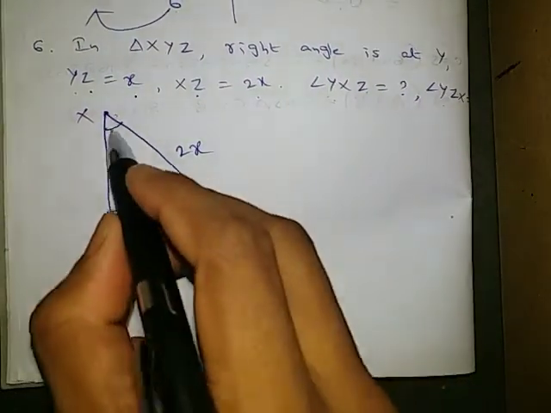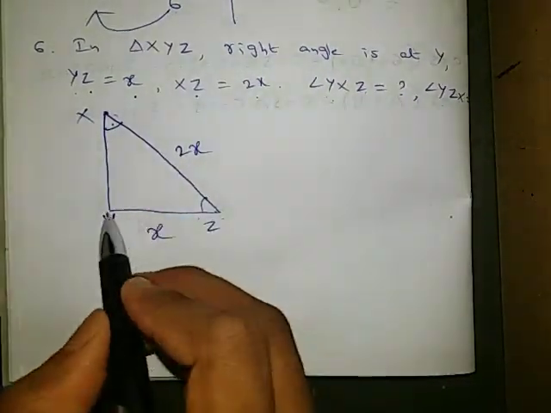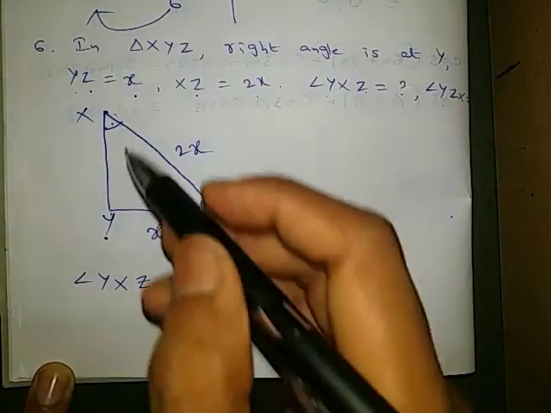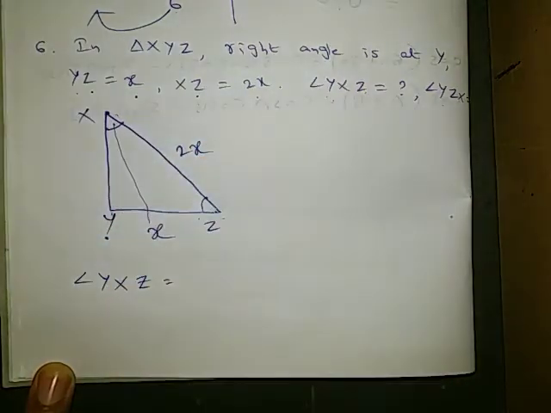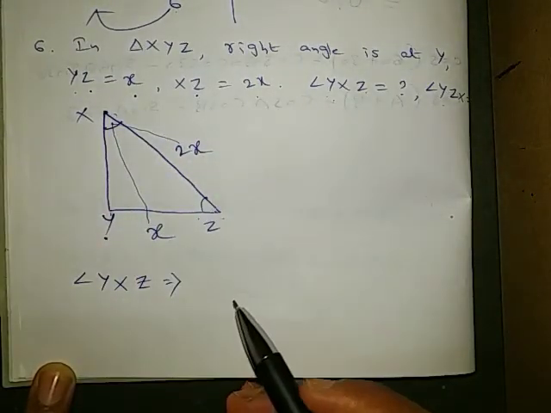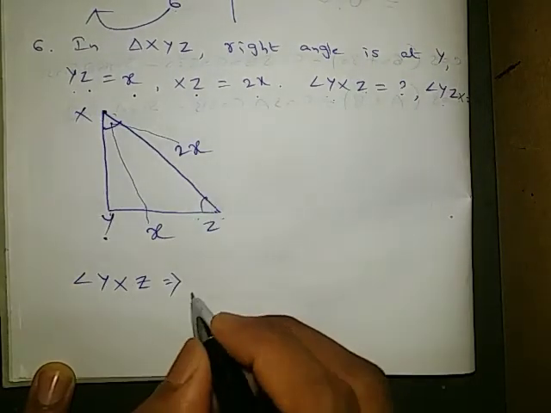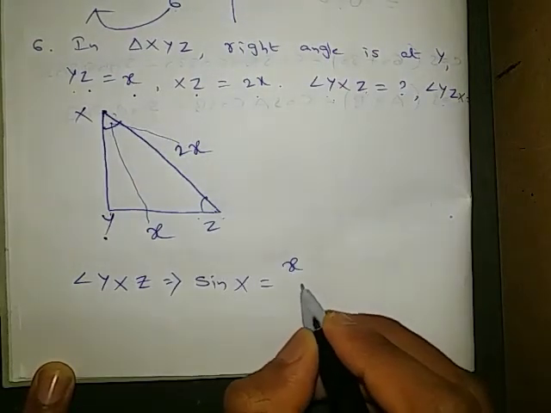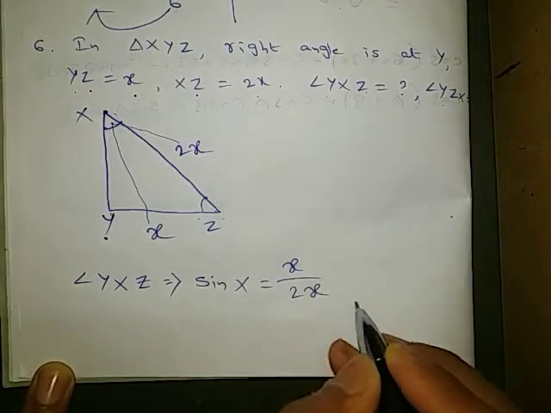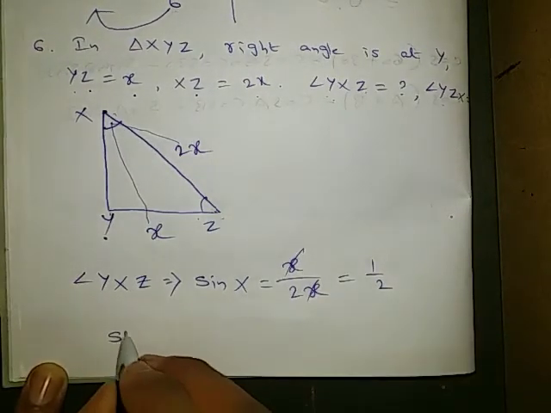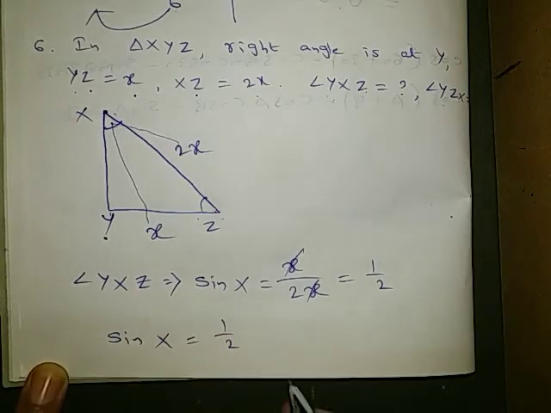Okay, now if we take this angle x, that is angle YXZ, for this x, this will become the opposite and this will become the hypotenuse. So that is opposite and hypotenuse. Which ratio will be there according to opposite and hypotenuse? That is sine. So I will take sine of angle is equal to opposite, small x, divided by hypotenuse, 2x. So x will get cancelled. So we remain with 1 by 2. Sine of the angle is equal to 1 by 2.